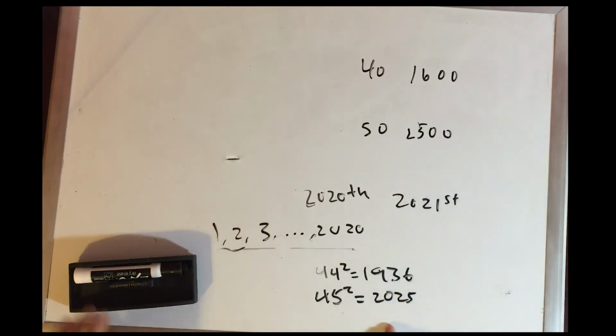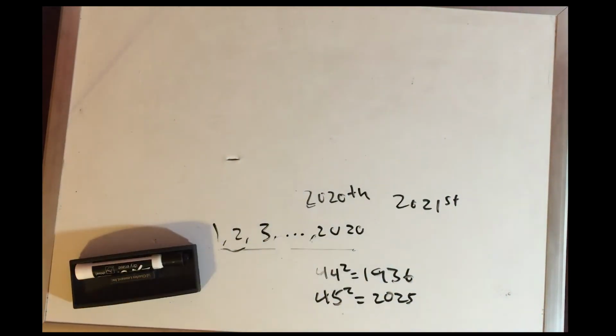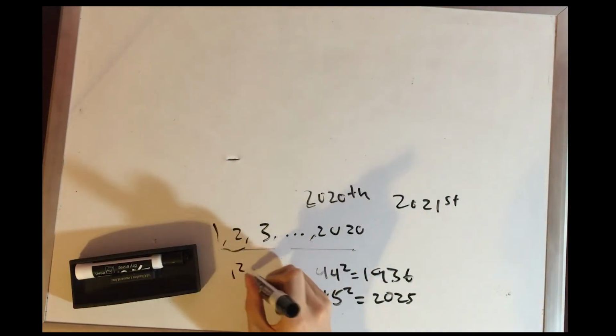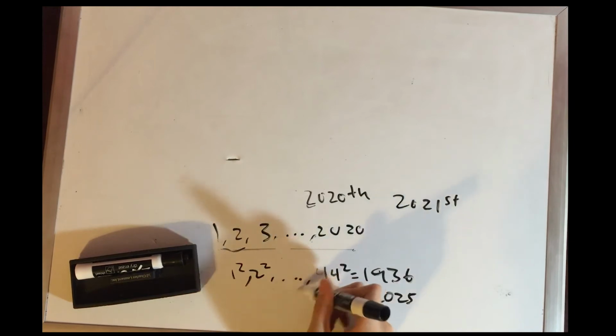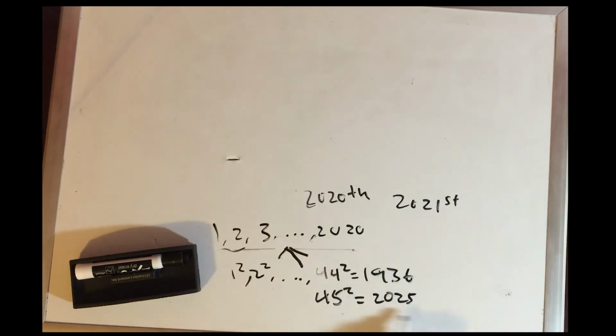And so you'll see that 44 squared is 1936, 45 squared is 2025, which means that 1 squared, 2 squared, all the way to 44 squared will be inserted into here. And all the numbers after that will not be inserted in there. So in total, we're inserting 44 numbers into this sequence.